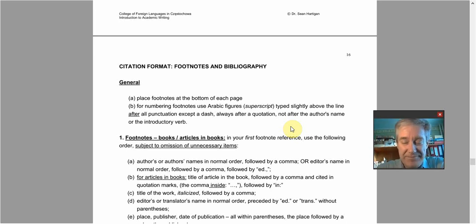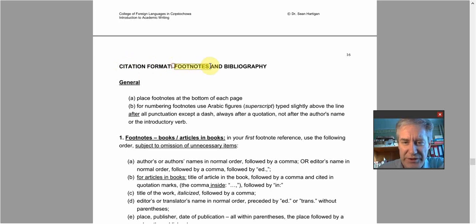And you know, this is just one of the realities of academic writing. One of the realities of professional writing. You have to learn how to use these kinds of things. And I'm going to try and make it as simple as I can for you. Let's just look at the general instructions here. Let's look at the title of this section, actually.